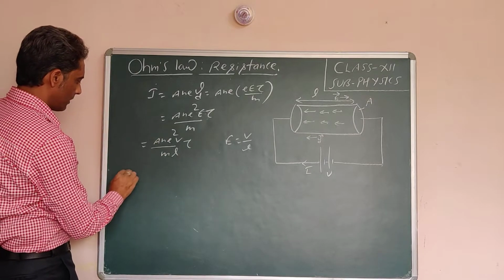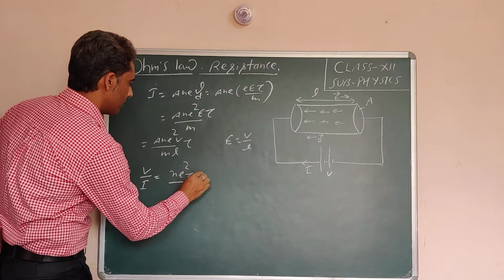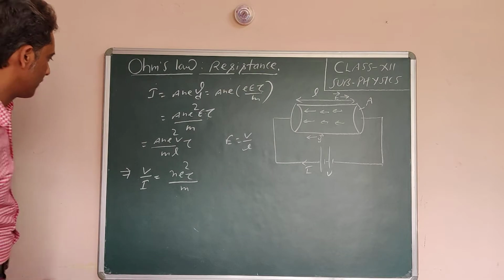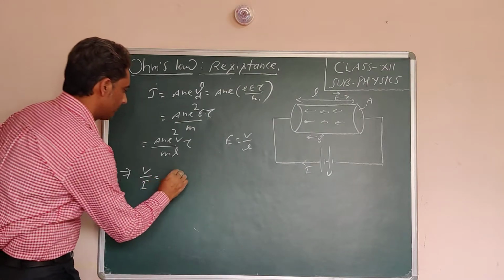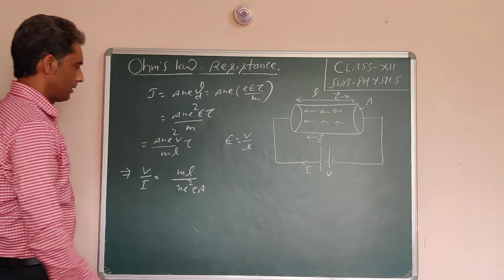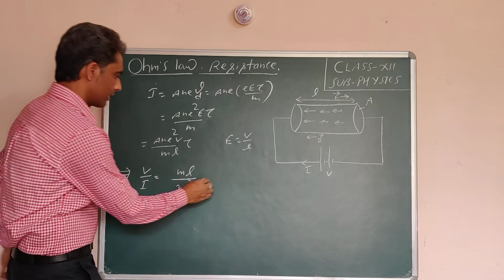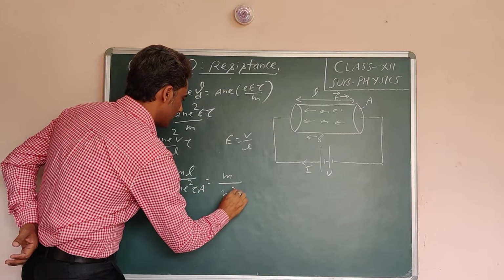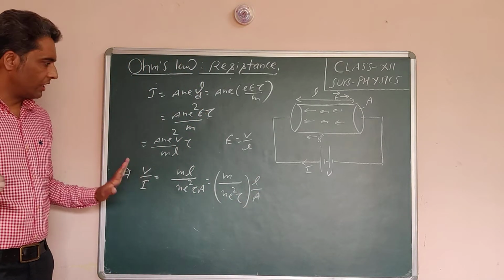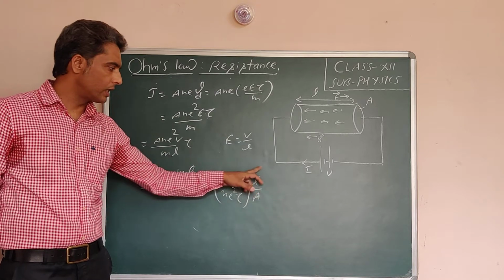Or from this we can write V over I is equal to m L over n e square tau A. So this V over I can be written as m over n e square tau, you can take in bracket, and L over A. Now from this relation we can see here L is the length of the conductor, A is the area of cross section, means these are the dimensions of the conductor.